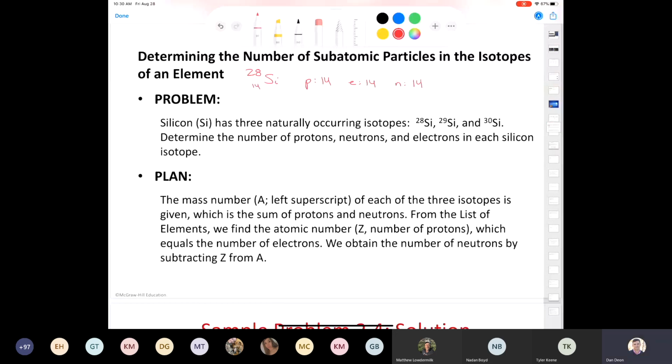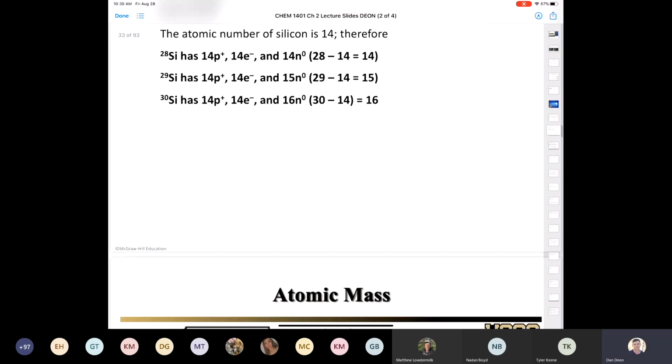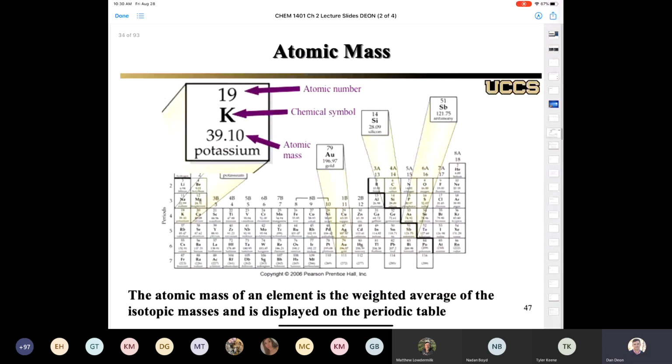All righty, so let's take a look at the solutions for the rest. So I'll put them over here. So you do the exact same exercise to figure out the number of neutrons for silicon 29 and silicon 30. Give me a thumbs up if you think you could solve for the number of protons, neutrons, and electrons. All right, good. Great. As they say in Scottish, great. All right, well, let's move on from there and talk about atomic mass.